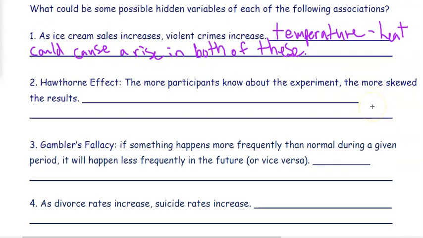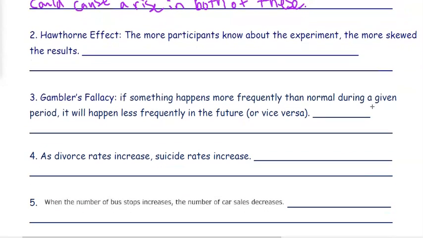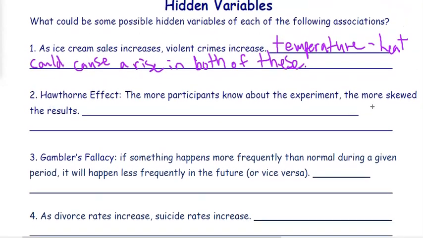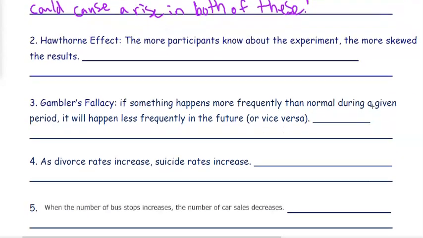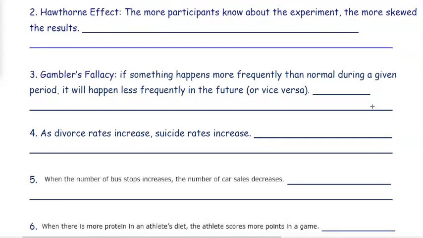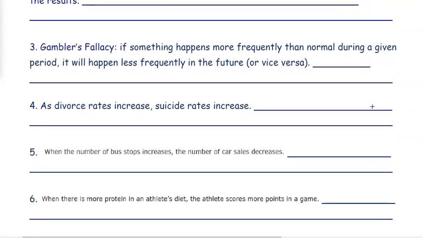Number 2, Hawthorne effect. The more participants know about the experiment, the more skewed the results. Now, what would be a hidden variable for that? Number 3, gambler's fallacy. If something happens more frequently than normal during a given period, it will happen less frequently in the future, or vice versa. What are some hidden variables about that?